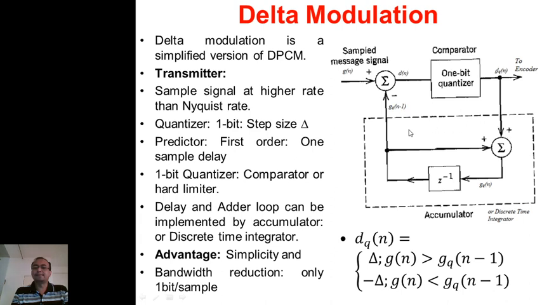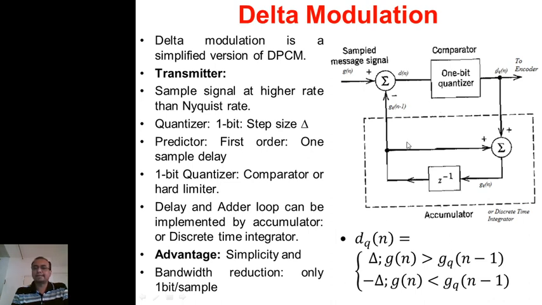Now if I combine this adder and this delay element, this will become an accumulator. You can see here, this is an adder, and this will store one past value and it is added with the present value. So we can say this system is an accumulator. The accumulator output is a feedback signal which is given to this subtractor circuit to generate this difference or error signal here. And then here we are using a 1-bit quantizer. So how does this 1-bit quantizer work? It is a simple comparator or hard limiter, right?